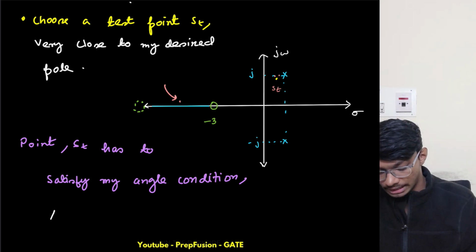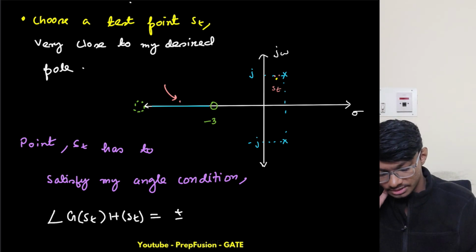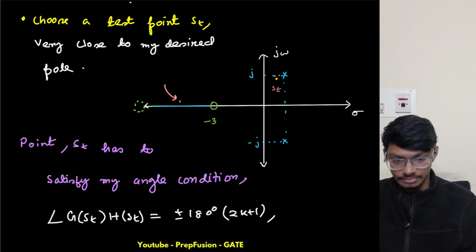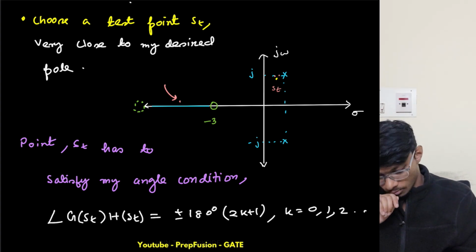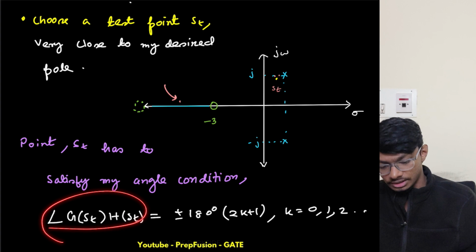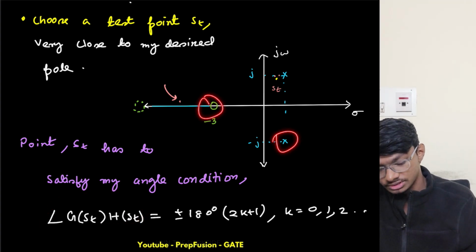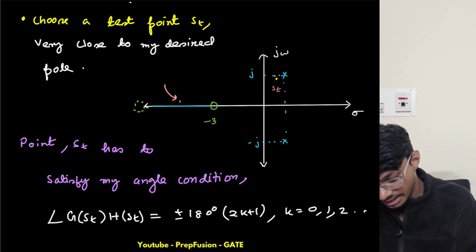What does that mean? That means G(ST)H(ST) should be equal to plus minus 180 degrees into (2k+1), like odd multiples of 180 basically. So how to find this angle? How many vectors do I have? I have this one pole, this one zero, and that's it, right? So I have to find the angle.